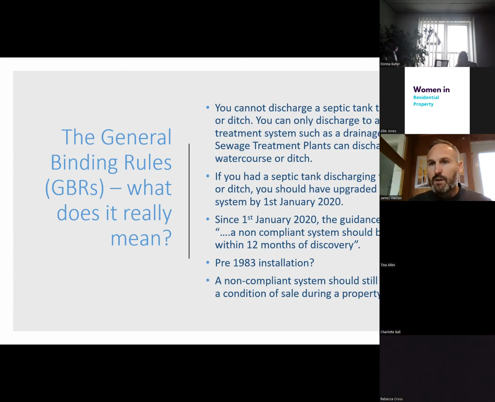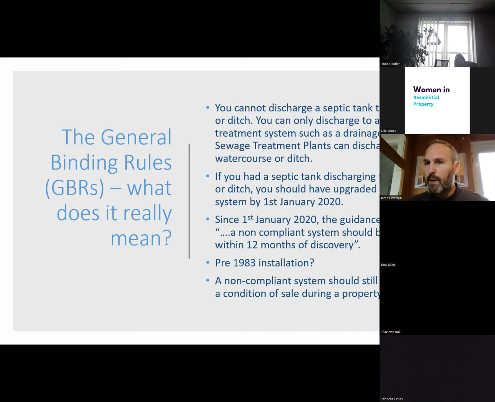Now, to give it its correct title, it's called the Small Sewage Discharge General Binding Rules, SSD GBRs. Small sewage is defined as 2,000 litres per day being discharged to ground, so some sort of soakaway system, or 5,000 litres per day discharging to a surface water, so a ditch, river, or stream. To put that in context, we as individuals allegedly use 150 litres per person per day.